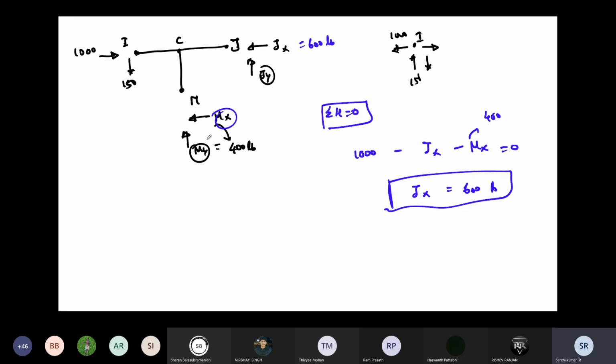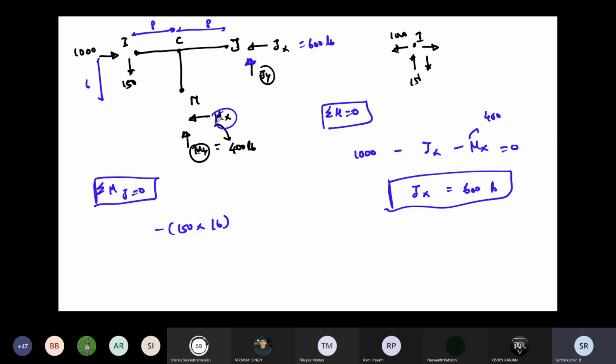So what is the next one? We have to find out the My and Jy. If I want to find out My, I can take moment about J, sigma moment about J equal to 0. So again 150, this is the distance of 8 and 8, right? 8 feet. This is also 8 feet. This is 6 feet, right? So I'm taking moment about J. So anti-clockwise, 150 into 16.